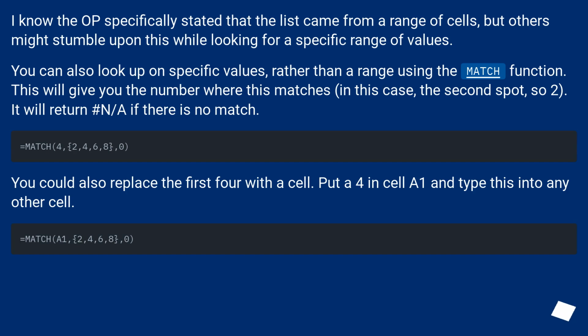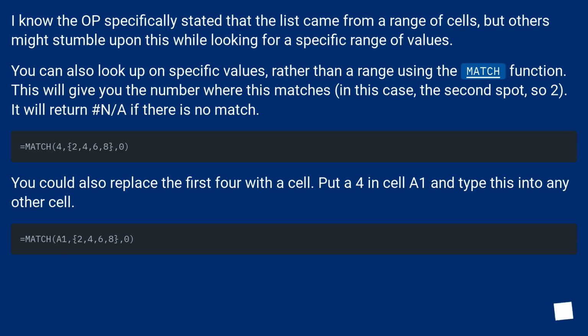I know the OP specifically stated that the list came from a range of cells, but others might stumble upon this while looking for a specific range of values. You can also look up specific values, rather than a range, using the MATCH function. This will give you the number where this matches, in this case the second spot, so 2. It will return #N/A if there is no match.